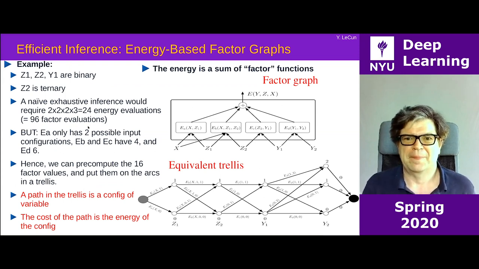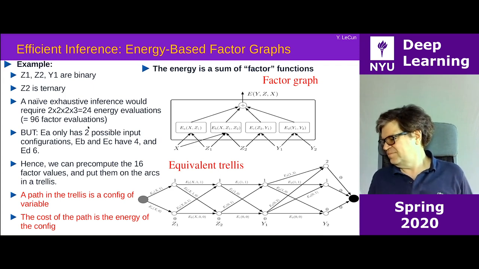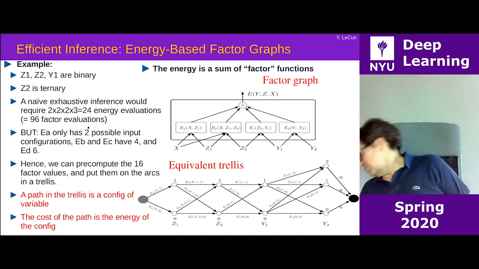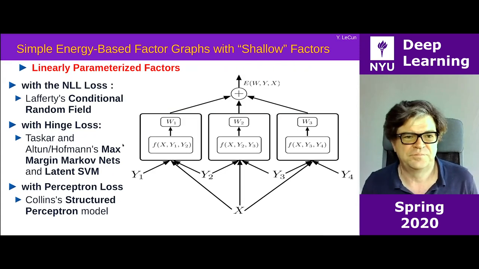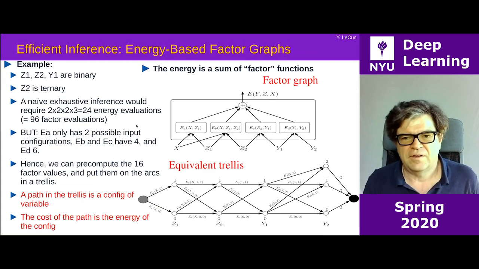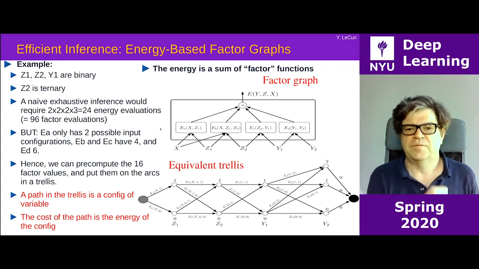I don't see any reply here. Okay. All right. Another one would be, what if the factor graph is not possible? Do we have to search for all possible combinations of Ys? I think this is the continuous case, I think. No, not necessarily.